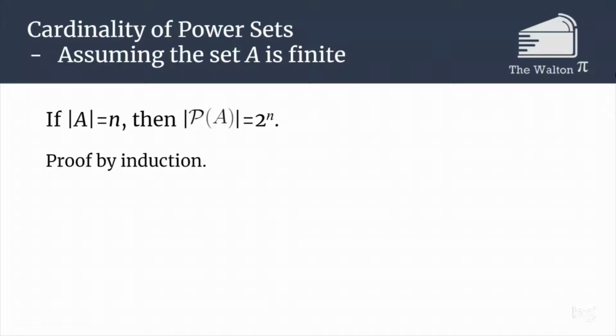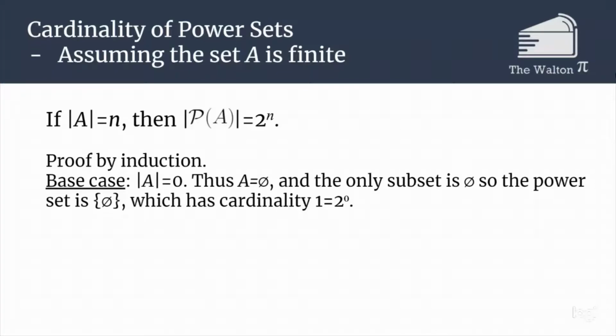We need to start by establishing what our base case is. We are going to start with the smallest possible set, namely the set with no elements, the empty set. If A is the empty set, then it has no elements, and the only subset of the empty set is itself, the empty set. So the power set of the empty set is the set containing the empty set. There's only one element in the power set of A, which means that the cardinality of the power set of A is 1, which is the same thing as 2 to the 0.